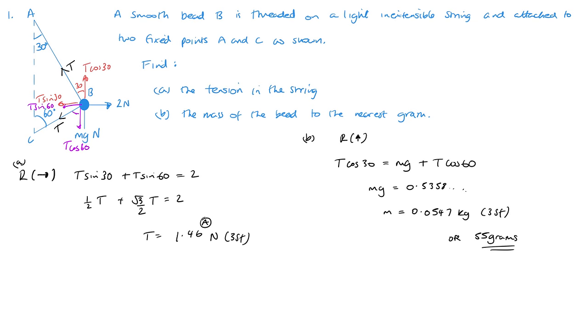which sometimes they might ask for, like, oh, I didn't read that bit, to the nearest gram. So 55 grams is to the nearest gram. So it's not O, that is equals. There we are. So that's question 1 done for you. Let's move on to number 2.